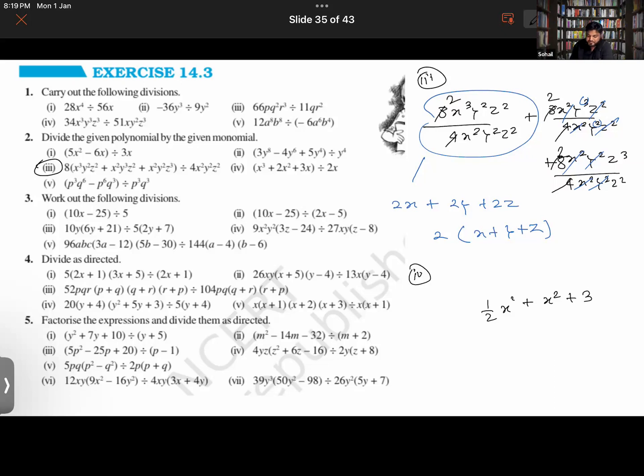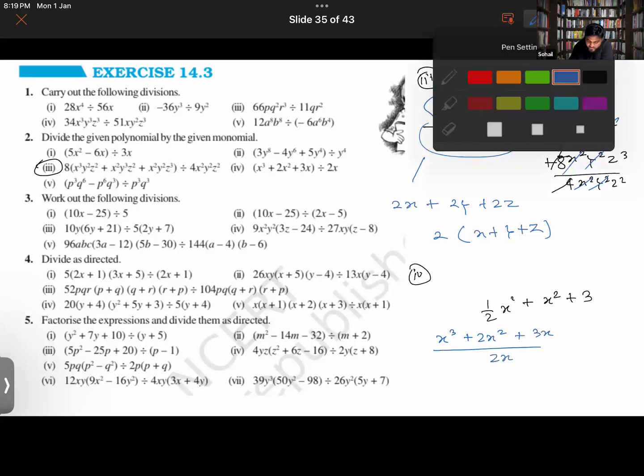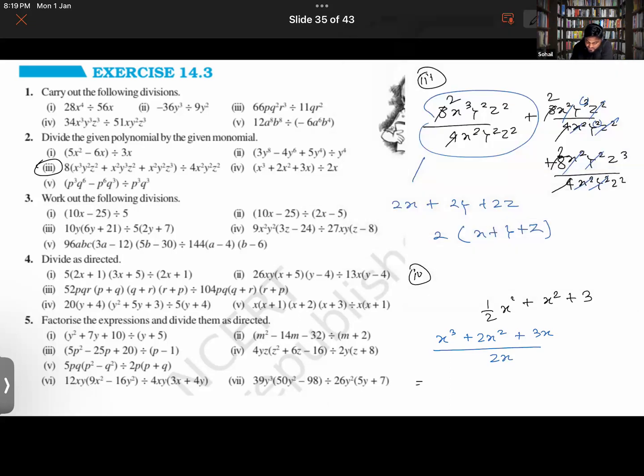Okay, look over here. There's a slight mistake in this one. Okay, now Ahmed, look carefully. So this is x cube plus 2x square plus 3x. हमने 2x से divide किया. Moz, you also look over here for a moment. So it is x cube upon 2x plus 2x square upon 2x plus 3x upon 2x, right?